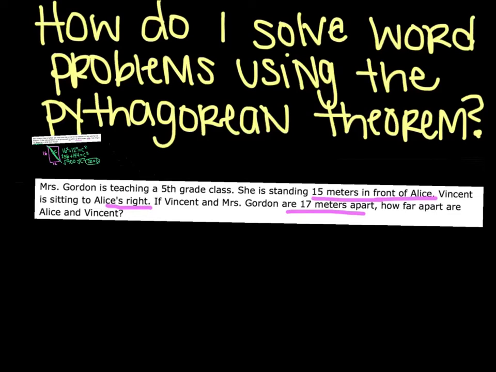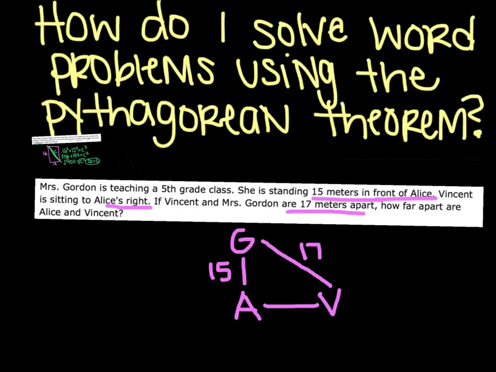So she's standing 15 meters in front of Alice. So if Alice is here, Mrs. Gordon is standing right here. And this distance is 15 meters apart. Vincent is to Alice's right, which means Vincent has to be over here. That's the right-hand side. Alice's right. If Vincent and Mrs. Gordon, so this distance right here, are 17 meters apart, how far are Alice and Vincent? In other words, how far away is that distance right here? So now that I have my picture drawn, I can solve this.